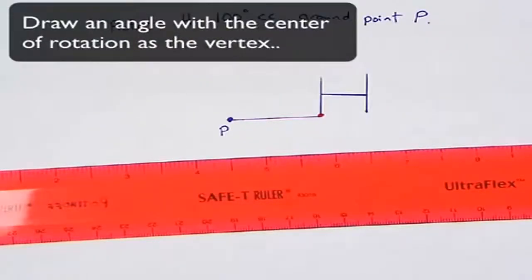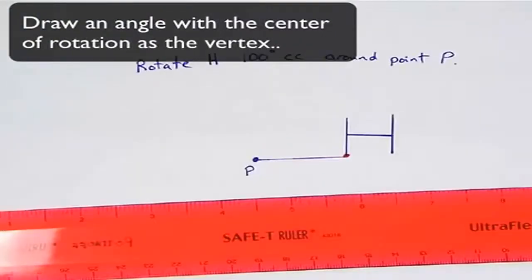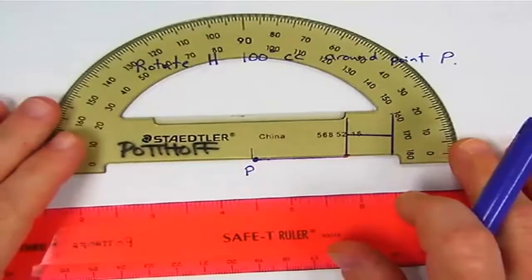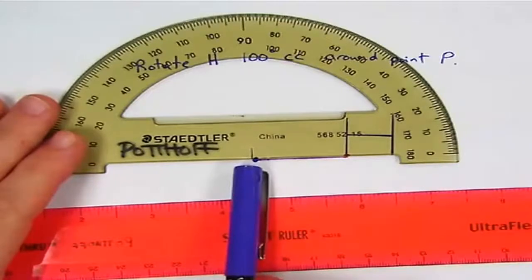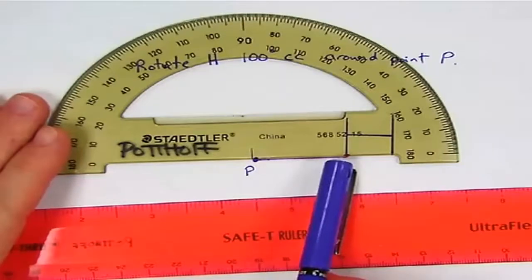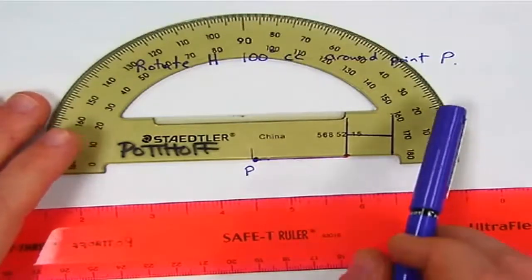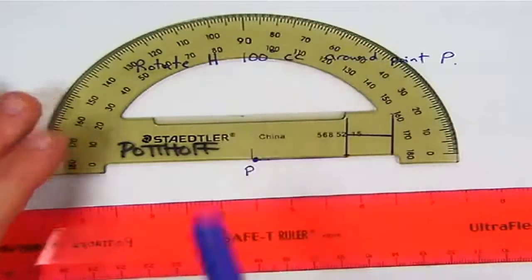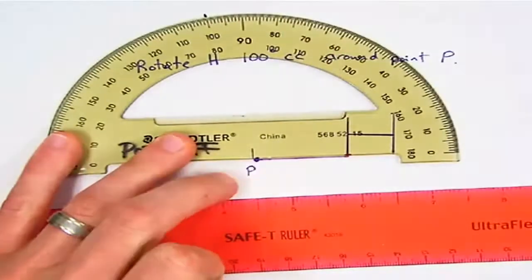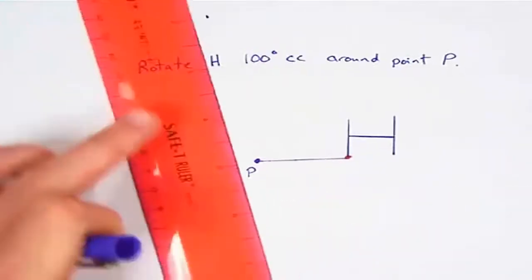The second thing we want to do is draw a 100-degree angle with P as our vertex. Okay, so we'll use a protractor for this. We place the center on the center, and then we place one of the rays of our angle at the 0 mark. Then we're going counterclockwise, so that means we're going up this way. We want to go all the way to 100. And we just make a little mark there so we know where 100 is. Okay, now we actually want to create our angle with our second ray.